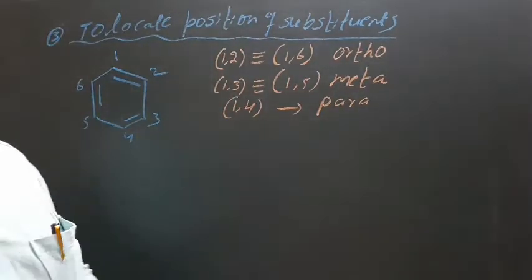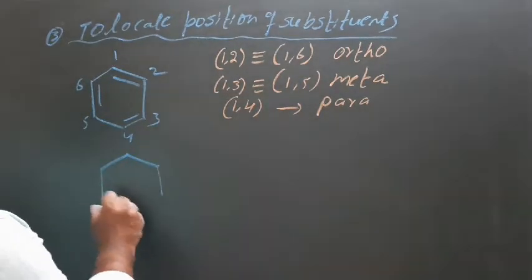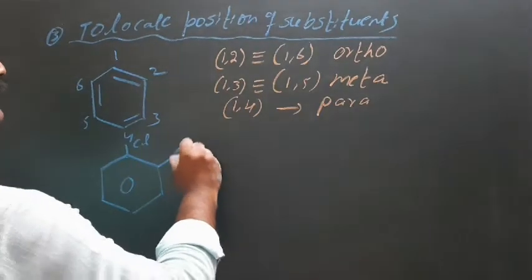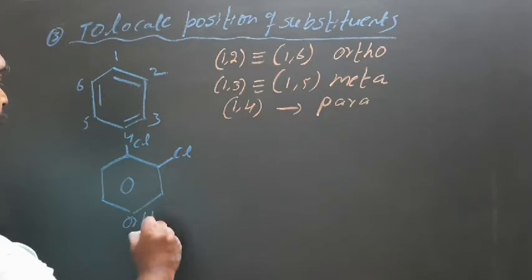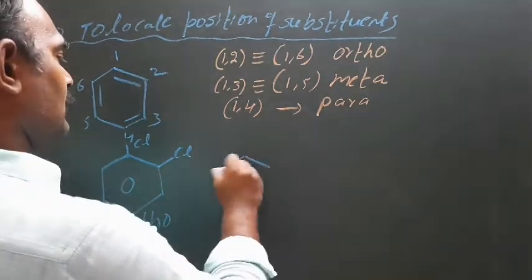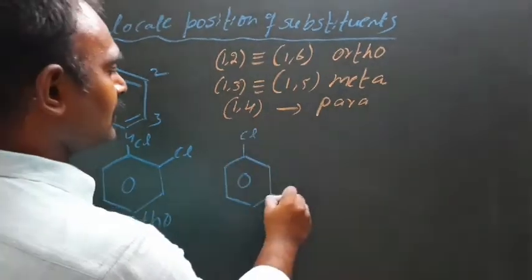Now if you take the example of dichlorobenzene. See here, 1, 2 dichlorobenzene, chlorine and chlorine. The compound is ortho dichlorobenzene. That means an ortho compound. Next, see here the meta position.